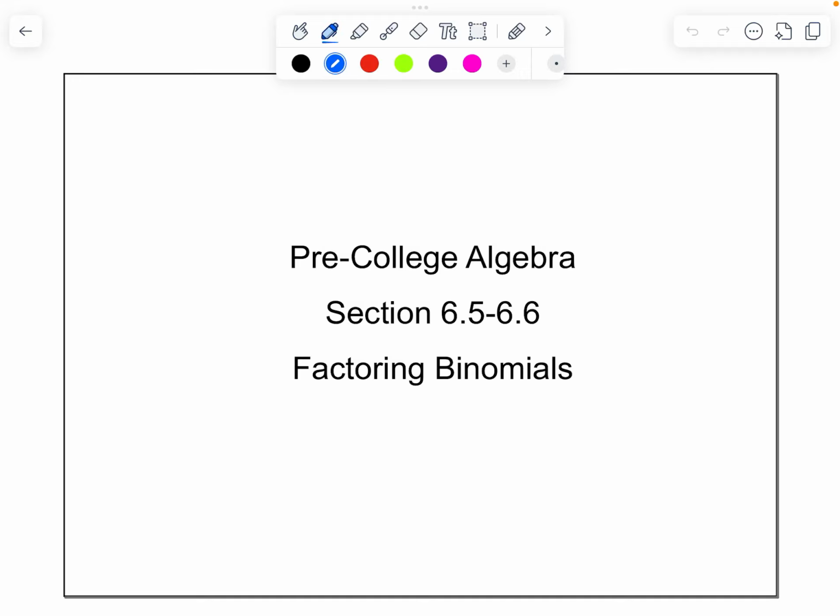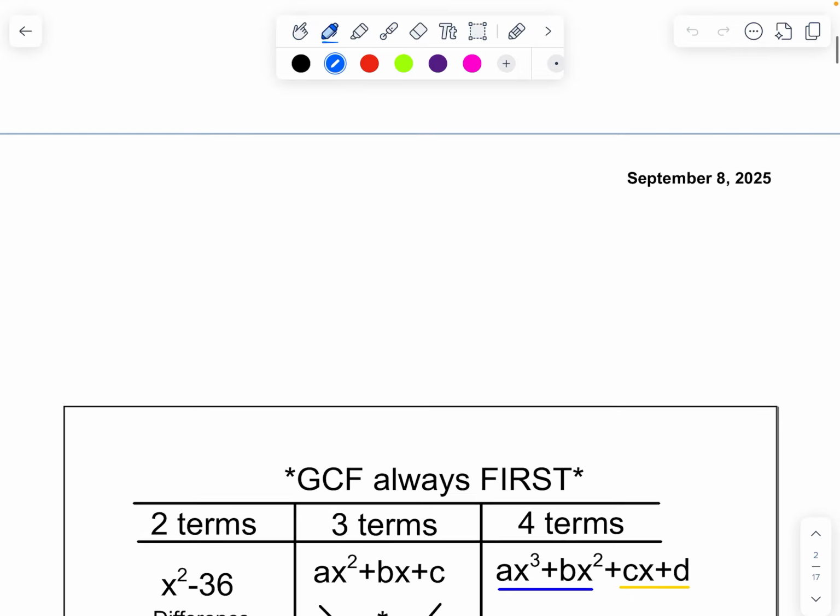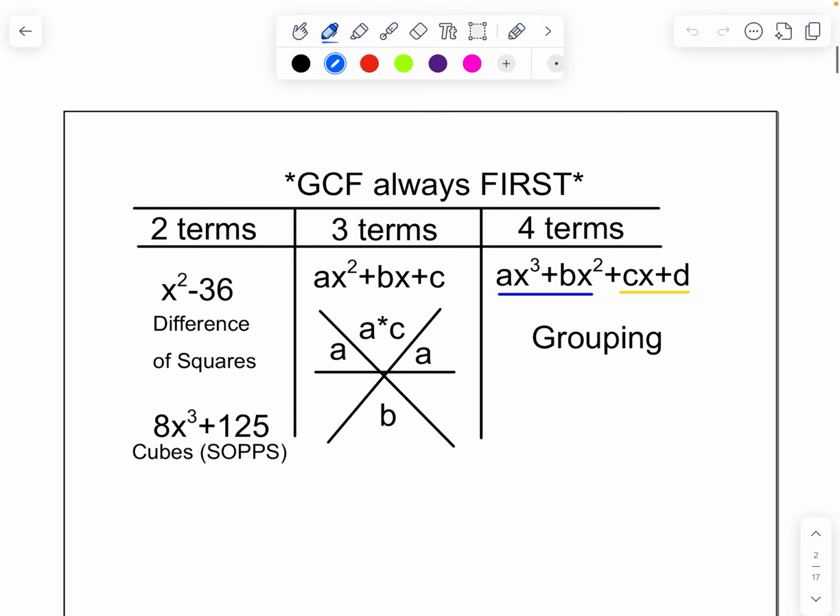We are into our last couple of types of factoring here, and I think we will break this video into two. There's two types of factoring when it comes to binomials. That's polynomials with two terms. We've been factoring polynomials based on how many terms they have, and here is a little bit of a summary of what we've done so far.